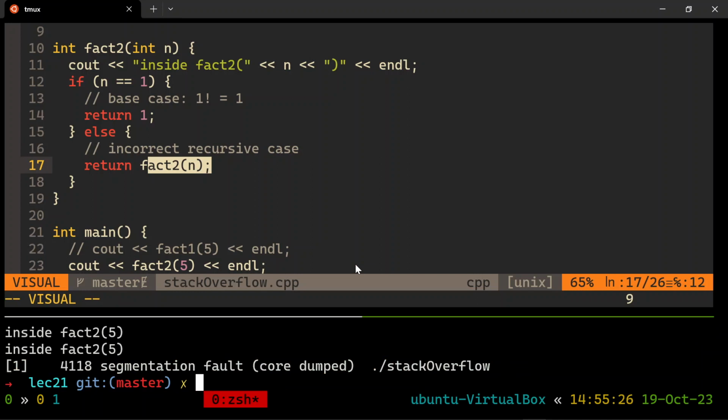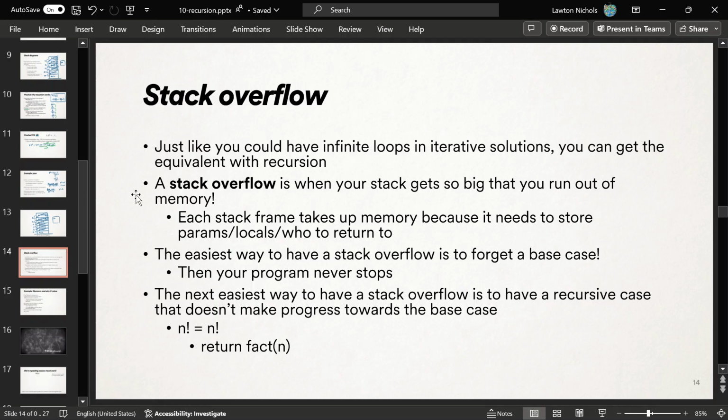All right? Any questions about that issue? That's another way to get a segfault. Another way, that is a stack overflow. All right? That's all. So remember to make progress towards the base case, otherwise you'll never stop. And then also make sure to have a base case.